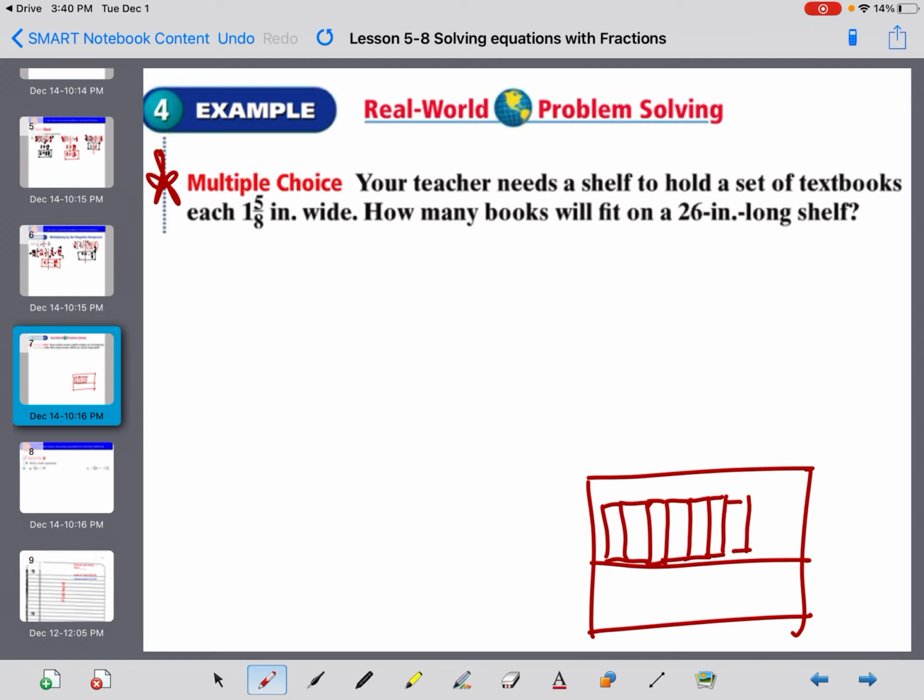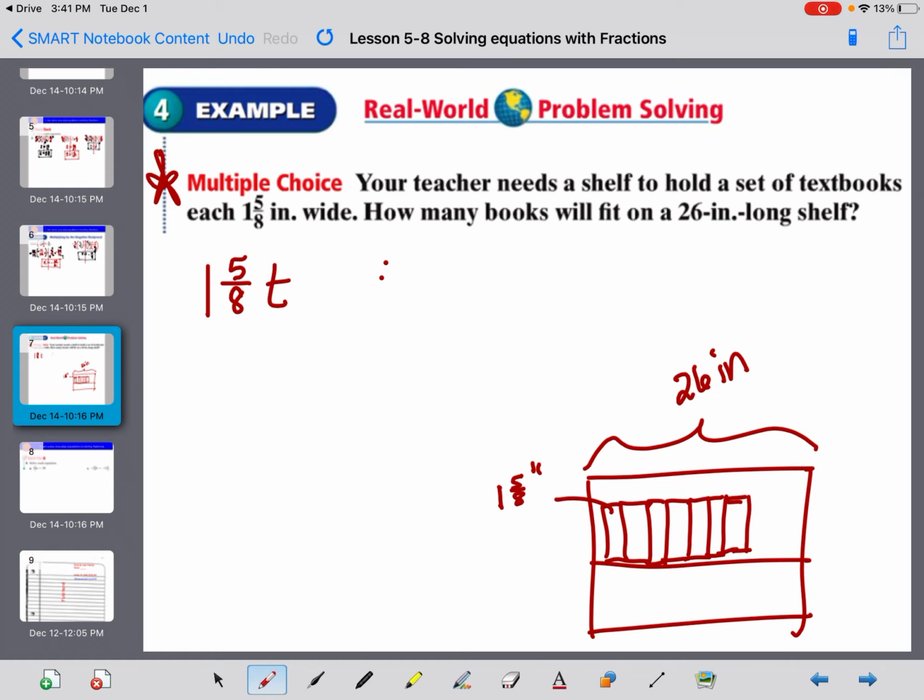Now, if this shelf was exactly 26 inches wide, how many of these textbooks that are 1 5/8 inches wide would fit all the way along the entire shelf? So really, I want to know how many groups of 1 5/8 are in 26 inches. So 1 5/8 inch is one textbook times the number of textbooks equals 26 inches.